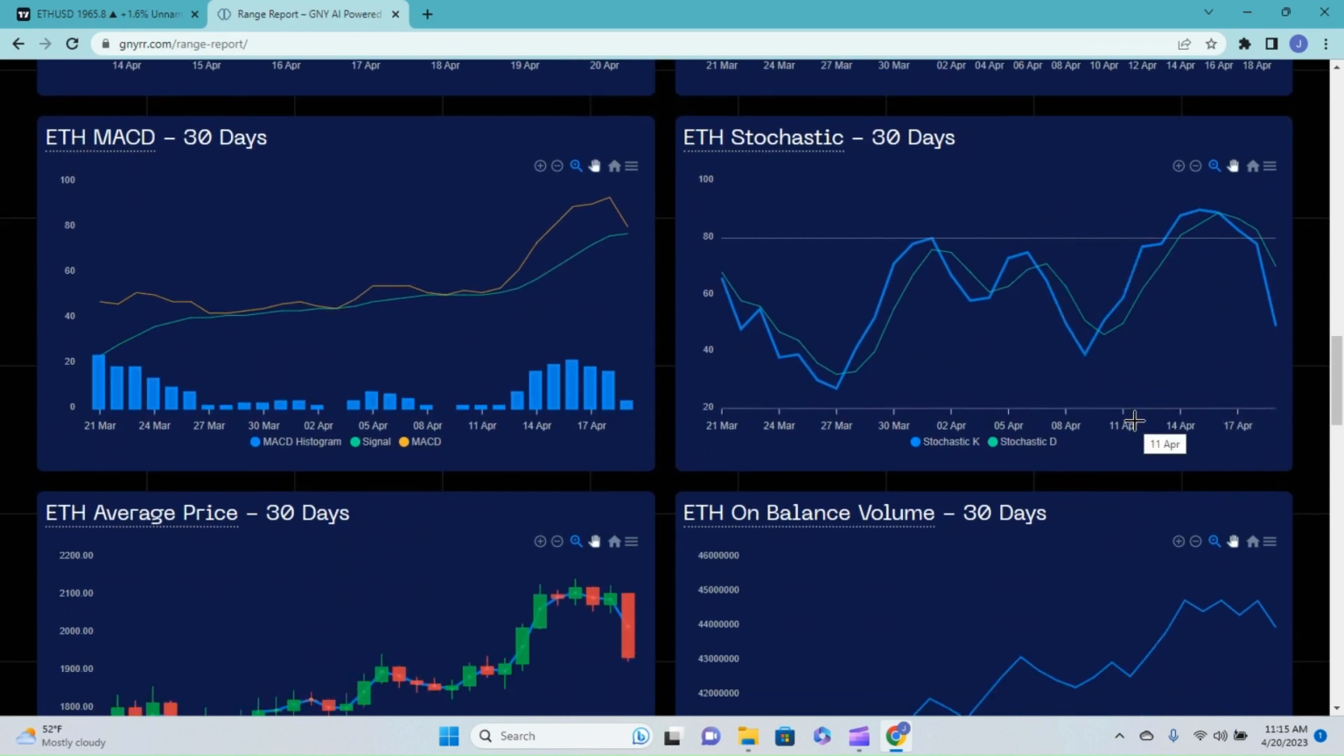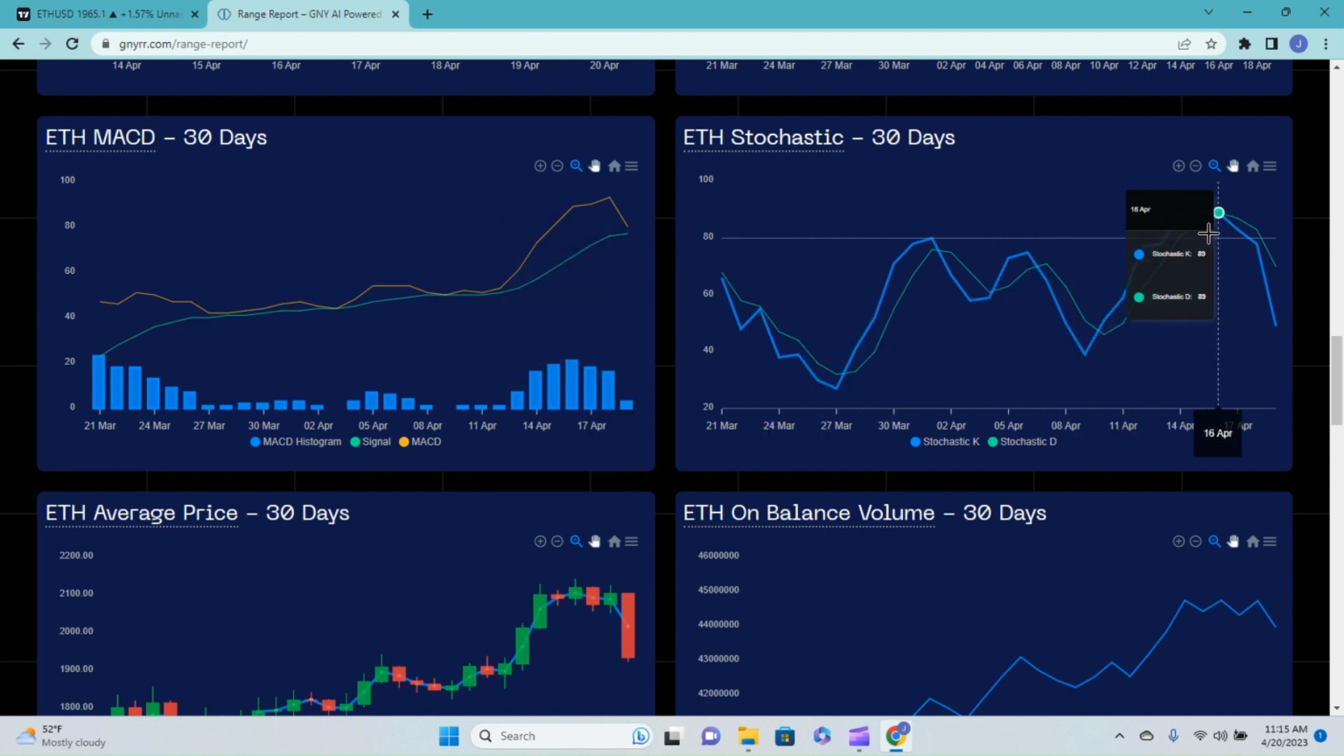Going down to the MACD, you can see that we had bounced a few times off the signal line, never crossing. However, we are currently looking like we're about to cross, which would be a bearish signal, with the MACD crossing underneath the signal line. You never know, it could bounce. However, I would probably expect this to cross.